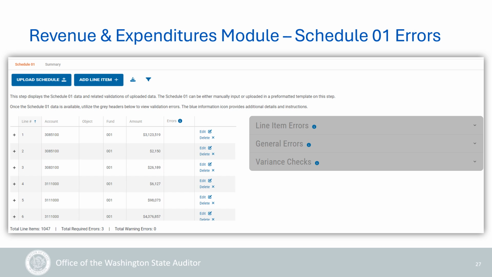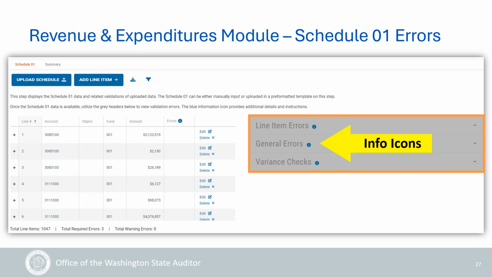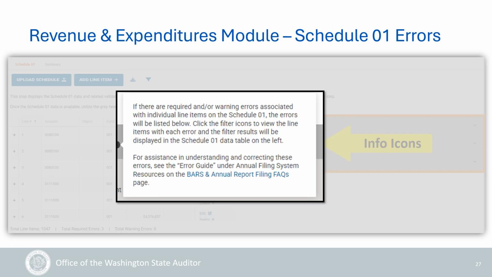Now let's move our attention to how to understand and triage errors that you may encounter for the Schedule 01. All Schedule 01 errors will be categorized in these three gray headers: line item errors, general errors, and variance checks. Each header also has an information icon that you can hover your mouse over for guidance on what each category of errors is for. In each information icon, you will also find a link to the BARS and Annual Report Filing FAQs page, where we have a resource called Error Guide, which will be very helpful if you are having difficulties resolving the errors on your own.